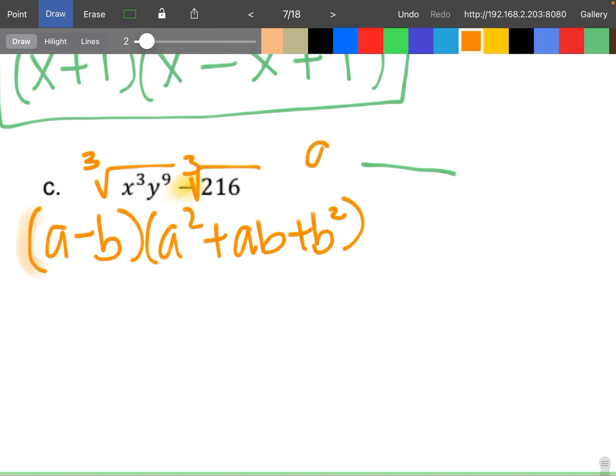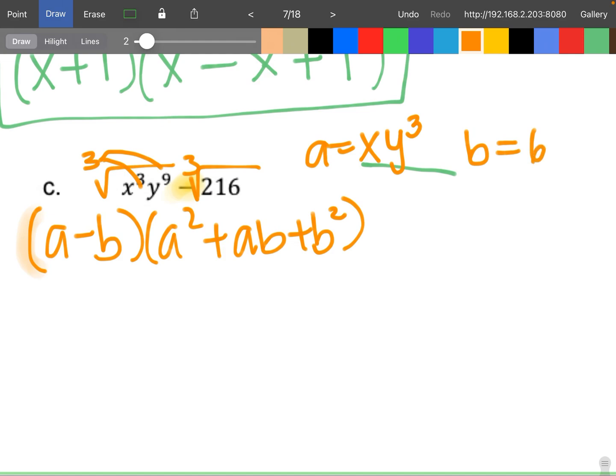The cube root of x to the third would just be x. And the cube root of y to the 9th is actually going to be y to the third. Because 3 divided by 3 is 1, which is x to the first. 9 divided by 3 is 3. So you're always dividing by 3. That's how you take the cube root of variables with exponents. And then the cube root of 216, which is my b, will be 6.